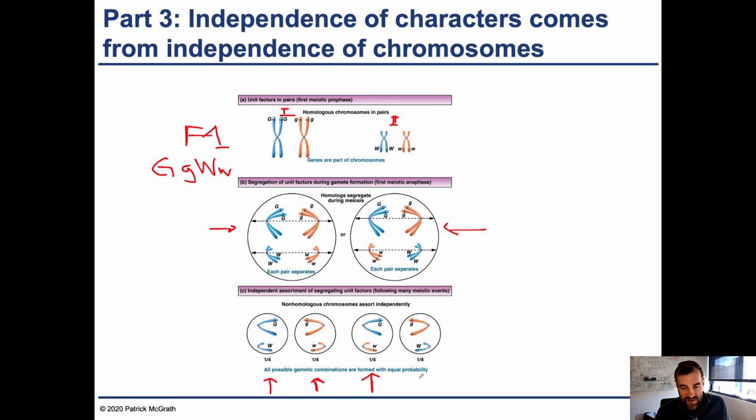So if there wasn't independent assortment, if these two chromosomes for whatever reason liked to segregate together, the blue chromosomes liked to segregate together, the result of that would be a skewed ratio. And so it's important that the 1/4, 1/4, 1/4, 1/4 are each equally possible.